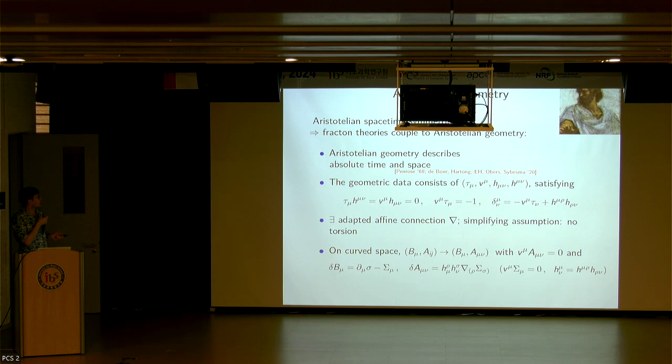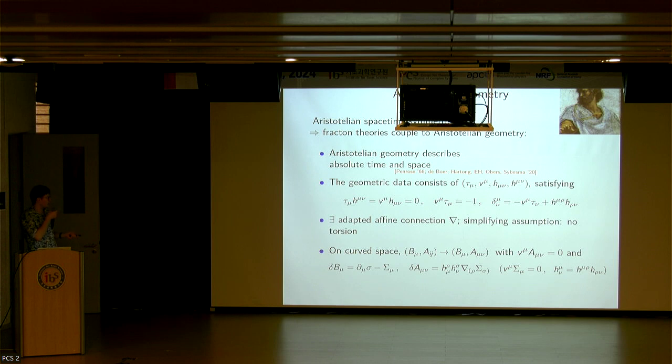Associated to an Aristotelian geometry is an adapted affine connection that allows you to take covariant derivatives. It's defined in a certain way, but the details are not important. The only important thing is that we will assume, just to simplify things a little bit, that there is no torsion, because otherwise things get reasonably cumbersome to write down, and you're left with torsion terms all over the place when you write down things like Ward identities.